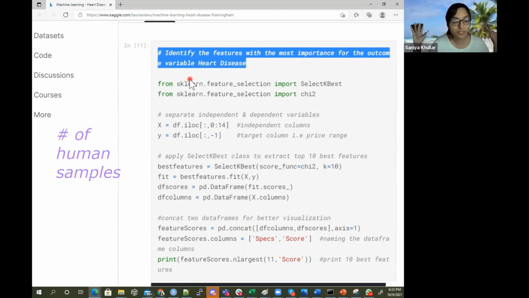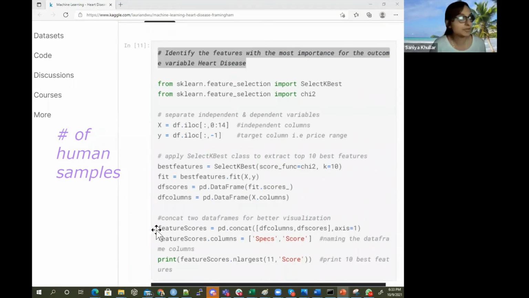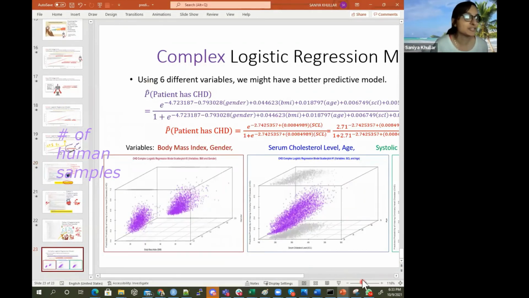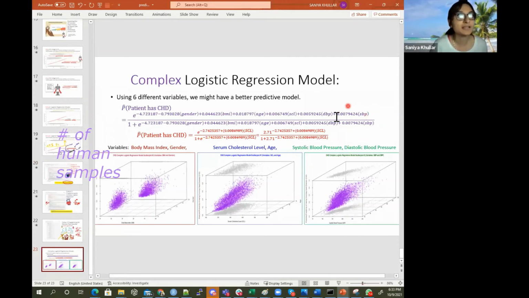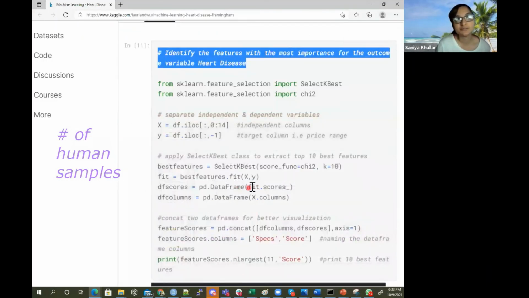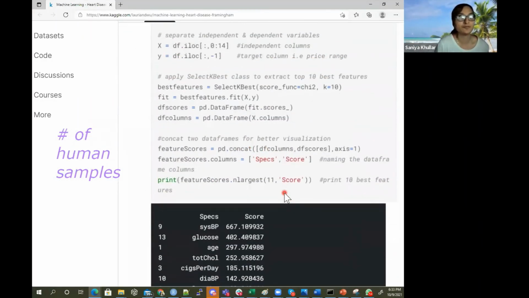I showed you another one with 6 different variables, the complex model here. So I showed you these different models. Like there's one for logistic regression with systolic, diastolic blood pressure, serum cholesterol, age, BMI, gender. And then I showed you a simple one, which is just serum cholesterol level. I could have also included diabetes risk, I could have shown glucose. I could include so many predictors. But sometimes it gets too complex and it could be very overfit.